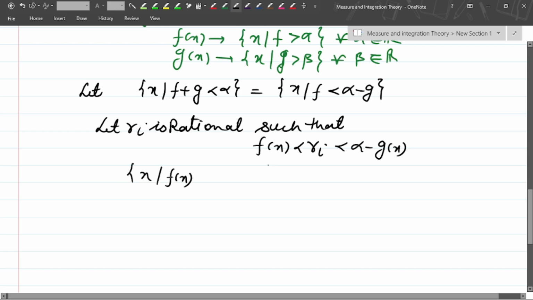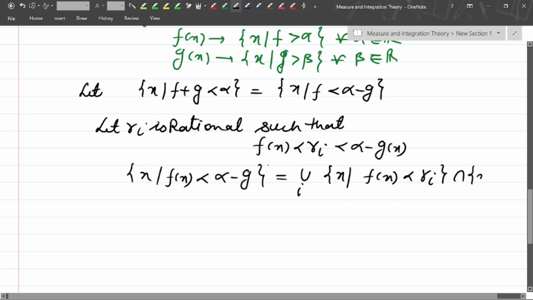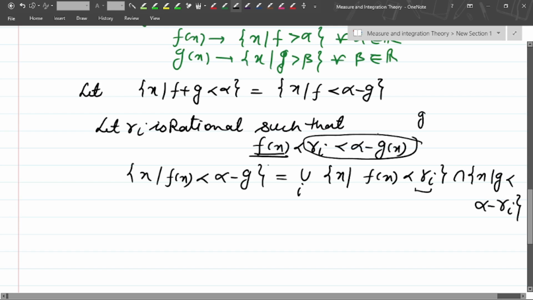The set of x such that f(x) is less than alpha minus g is basically the union over i of the set of x such that f(x) is less than R_i, intersection the set of x such that g is less than alpha minus R_i. Now you can see, if I write f, then it will be R_i. If I write g, then I take this part, and g is less than alpha minus R_i. It means these both properties are equivalent.